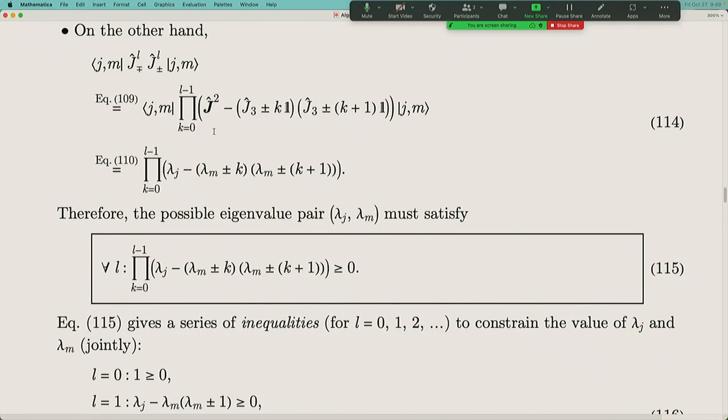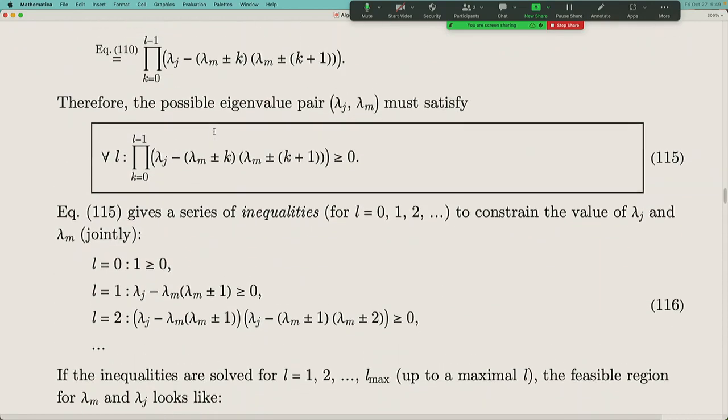So this positivity relation basically says that this product must be greater than or equal to 0 for any L. That's very similar to what we derived previously. And that basically corresponds to a set of inequalities. And I think we will try to solve them next time and show that indeed angular momentum is also quantized, and there's a very special quantization rule for that. Okay, thank you for today.